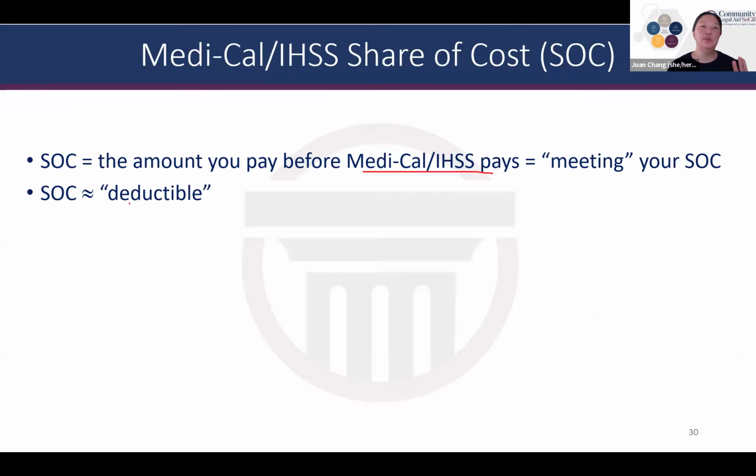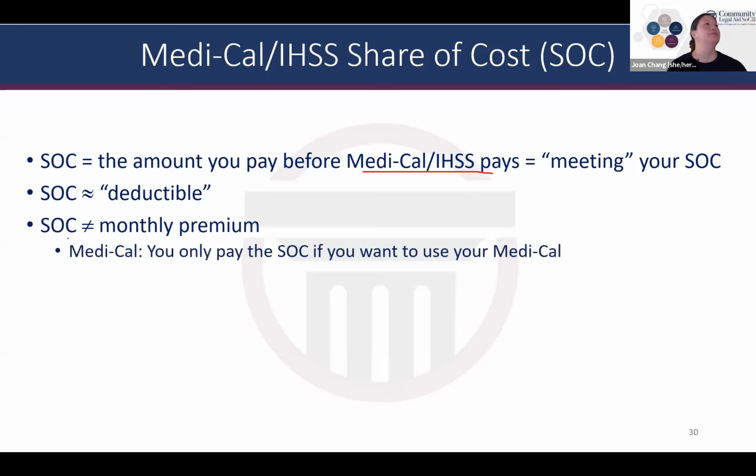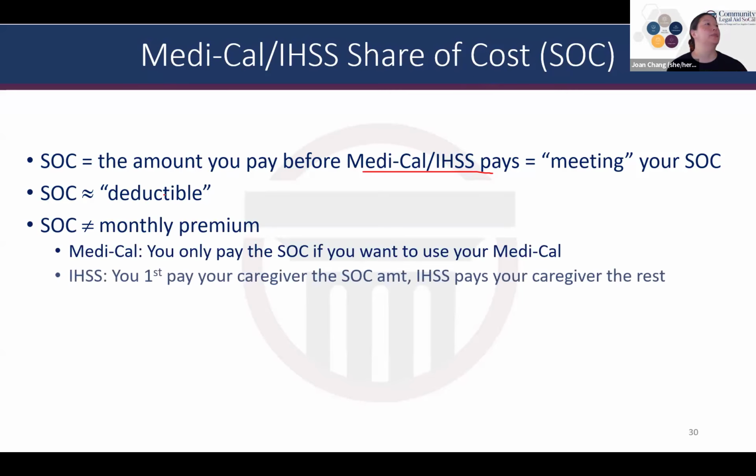If you're familiar with health insurance lingo, you don't have to be, but an easier concept to digest is to think of share of cost as kind of like a deductible. But unfortunately, this deductible is terrible in that it's monthly. Think of it as a monthly deductible. It's not a monthly premium, so you don't have to pay the share of cost unless you want to use your benefits. So it's not a guarantee that you're hit with this $1,500 per month no matter what. It's only if you ever need to use your Medi-Cal. So you pay it if you want to use your Medi-Cal.